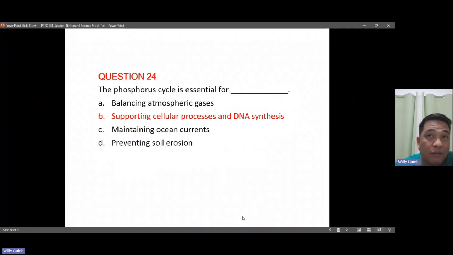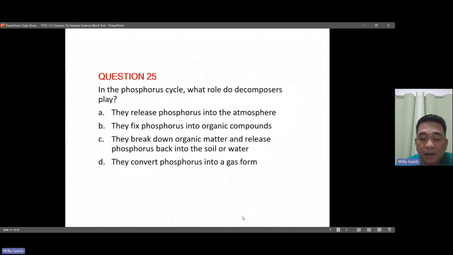Makikita ninyo, you can recall from your major subjects that yung inorganic phosphate, no, or the phosphate itself is essential, no, in the process of the synthesis of the deoxyribonucleic acid, no, for living things.